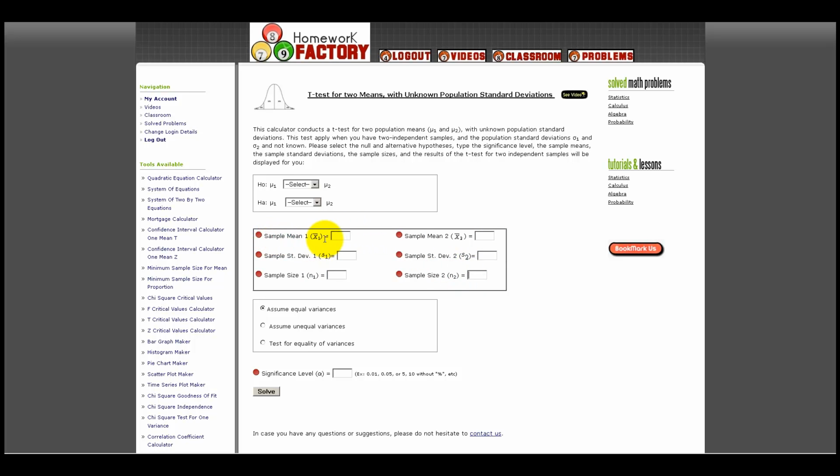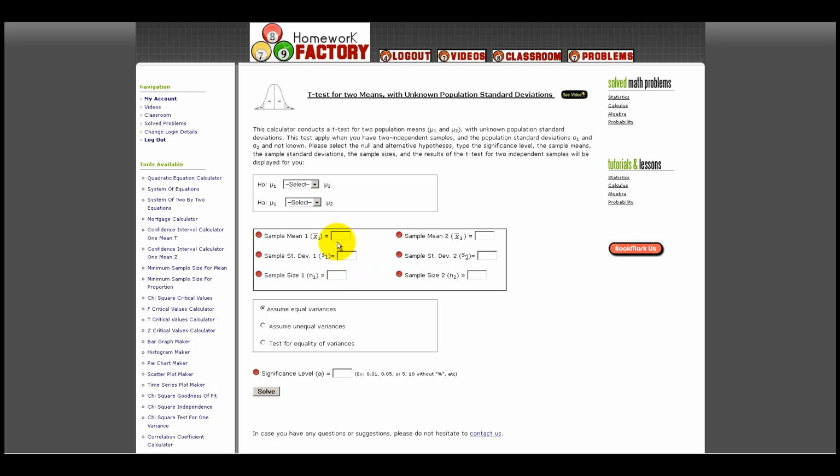So what do I mean by that? Well, for the first sample, you need to give me the sample mean. You need to give me the sample standard deviation, and you need to give me the sample size. And the same for the second sample. You need to give me the sample mean of the second sample, the sample standard deviation of the second sample, and the sample size of the second sample.